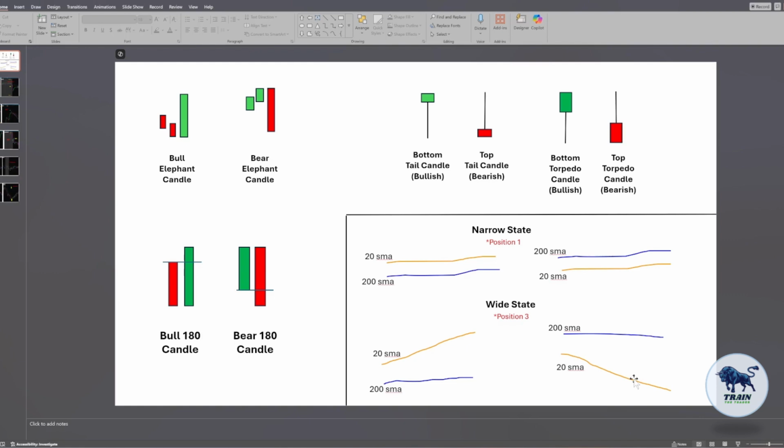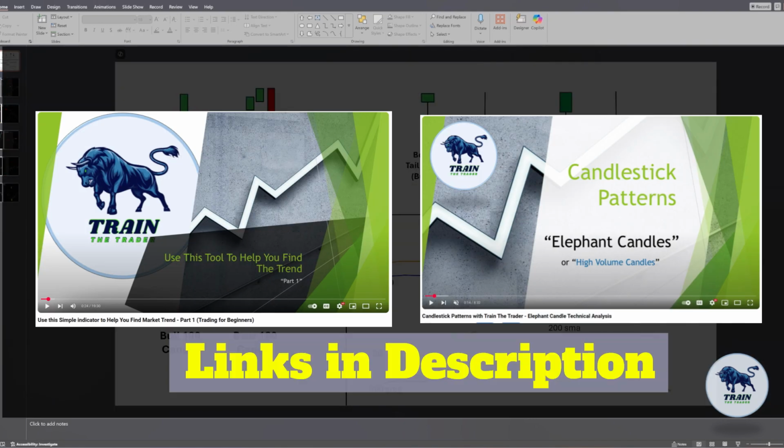I'm going to present you guys, as you see, with some basic candlestick patterns. We're going to focus on the elephant candle, the tail candles, or tops and bottoms, and bull 180s, as well as the 20 SMA and the 200 SMA. Now, if you follow my channel, you've seen some videos like this, not together, but I got a new concept that I want to kind of bring to the table. And if you don't know what I'm talking about, go check out my other videos where I'm talking about candlestick patterns and the SMAs, the 20 and the 200.